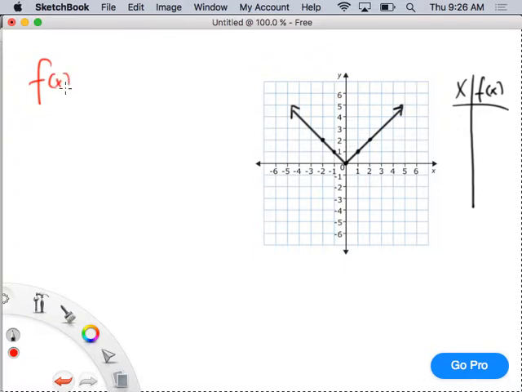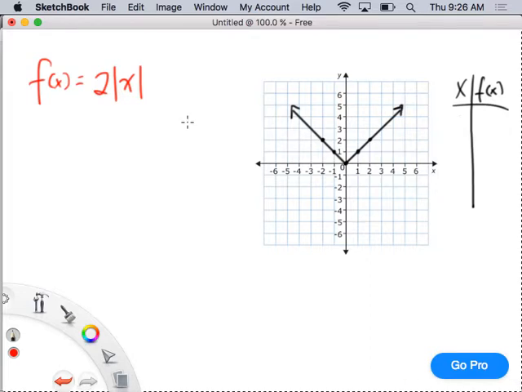F of x equals 2 times the absolute value of x. Okay. You might remember this. It was like A when I was playing with it. It would change it. It was like the flapping bird, remember? But we may not specifically understand exactly what's going on. So let's go ahead and plot some points on this one to be able to figure it out.